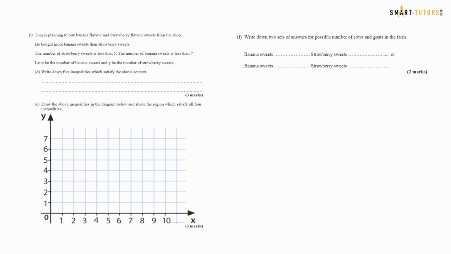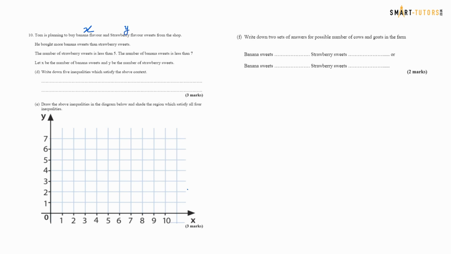tutorial, question number 10. Right, let's read the question. Let me change it to blue color. Tom is planning to buy banana flavor and strawberry flavor sweets from the shop. He bought more banana sweets than strawberry sweets. The number of strawberry sweets is less than 5. The number of banana sweets is less than 7. Let x be the banana sweets and y be the strawberry sweets.